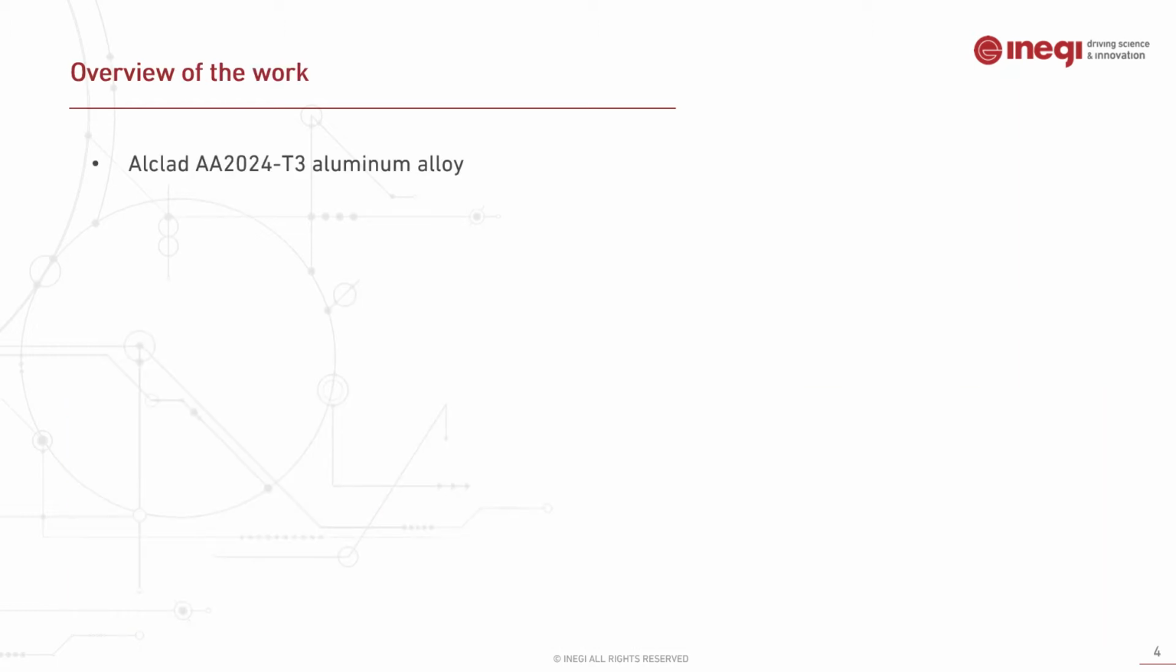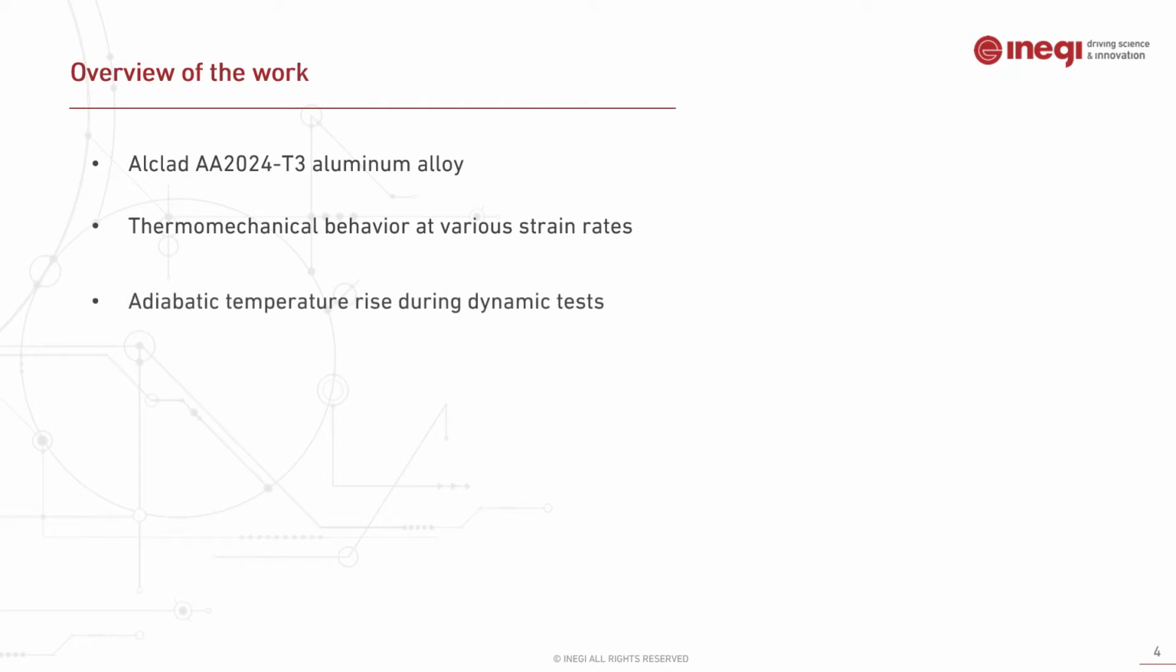The material of this study is Alclad 2024 aluminum alloy. This material is mostly used in the fuselage and wing skin of small aircrafts, and also being used in the medium hull and narrow body aircraft such as Boeing 737. We studied the mechanical behavior of this material at various strain rates and temperatures. We also used thermography to measure the adiabatic temperature rise of the experiments at high strain rate.